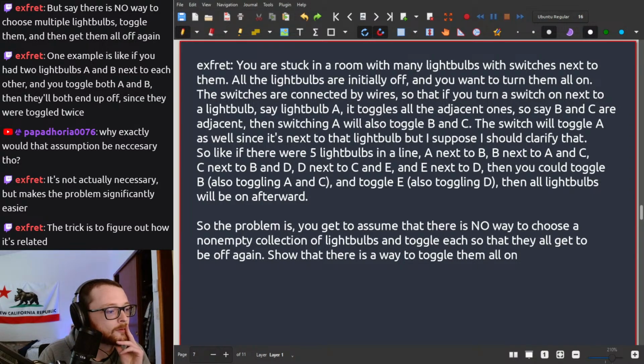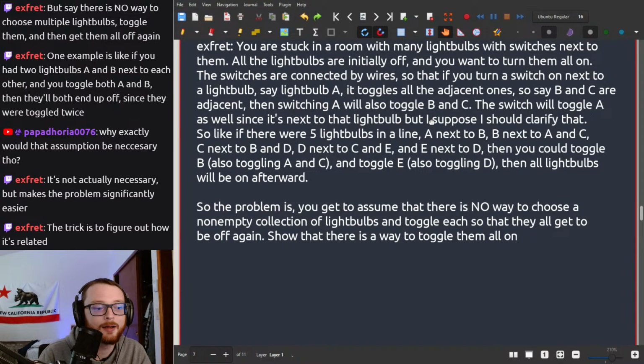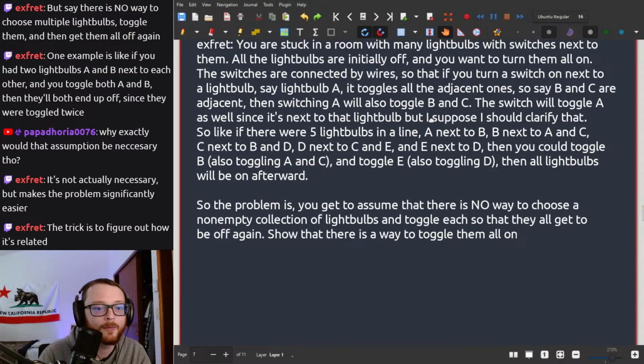Mod 2. Minus 1 status of the ith pulled previously. Maybe something like that, Aaron. Curious to figure out how it's related. And so we do have a hint that this is a linear algebra problem.